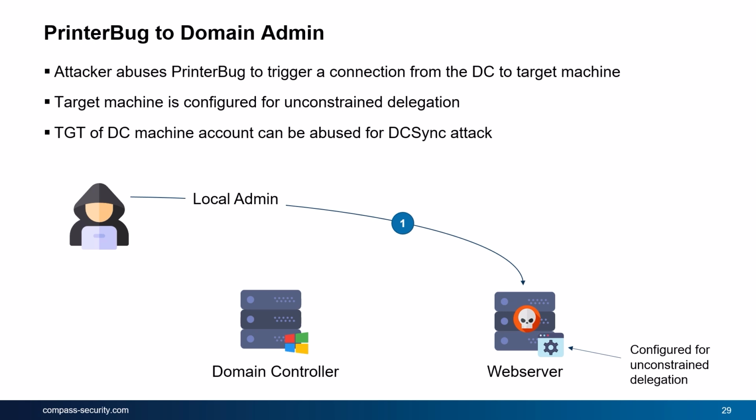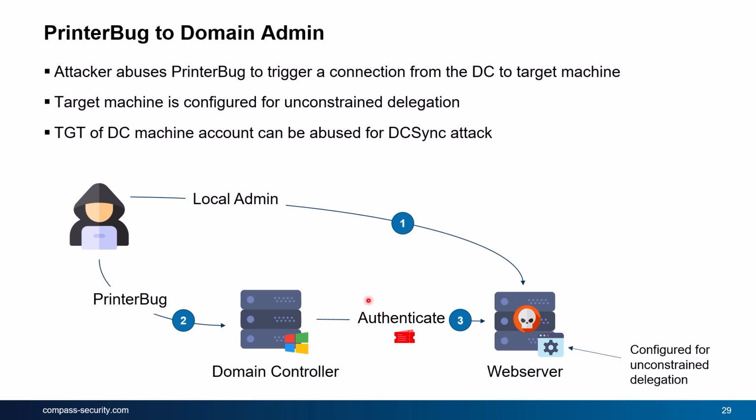If we are unlucky and no interesting ticket is now in the cache, we can help our luck a bit and basically force the domain controller to connect to the web server. For this, we abuse this PrinterBug that we have discussed previously. So we send a specific request to the print spooler service running on the domain controller. And as a result of that, the domain controller will then issue a connection to the web server. This connection is authenticated via Kerberos, which essentially depends on whether you specify the IP address or the fully qualified domain name of the system. Remember, Kerberos typically only works with domain names.